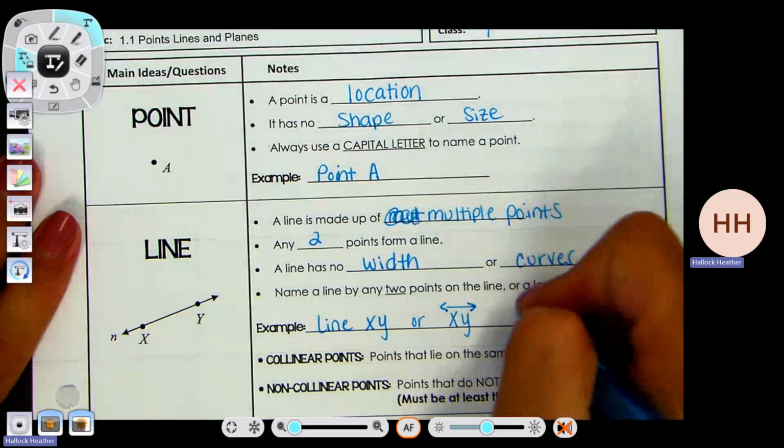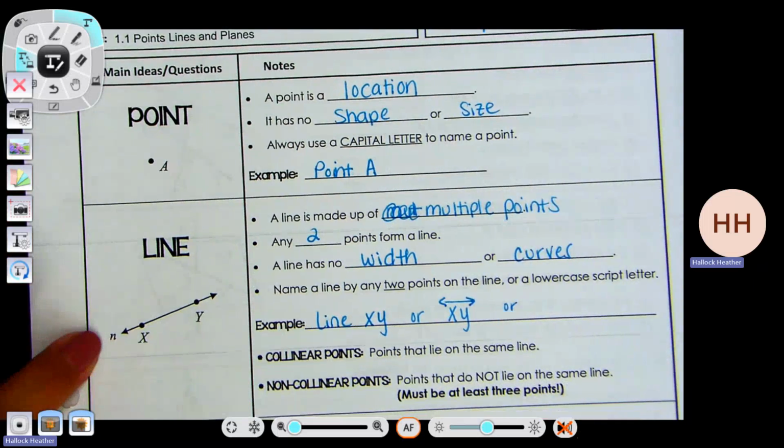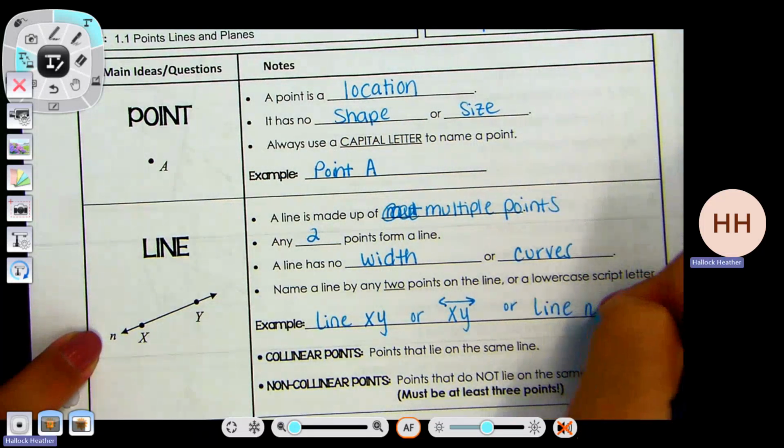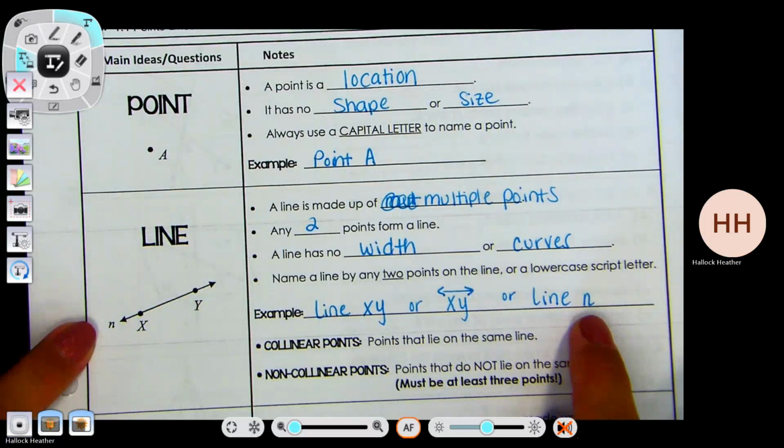Or you could use one lowercase script letter. So this little N, it's not a point, it's not on the line, it's kind of off to the side. So you could say line N. And it's supposed to be a little script, like that fancy N.